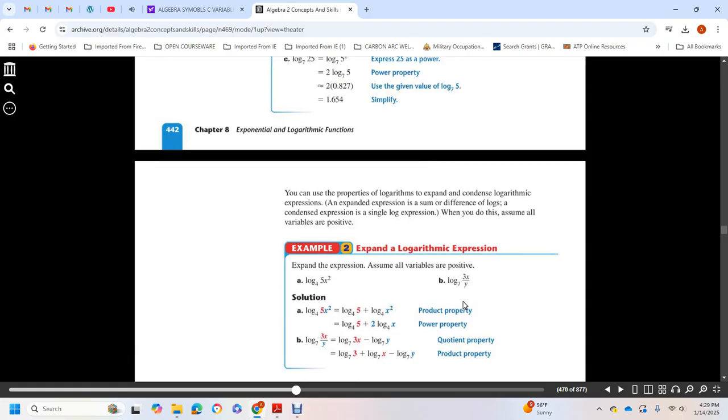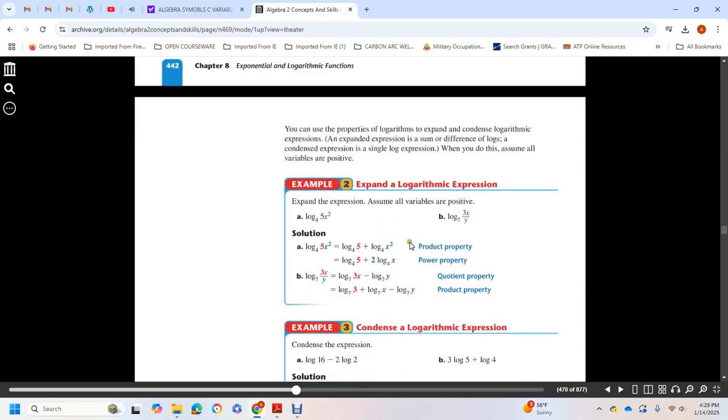You can use the properties of logarithms to expand or condense logarithmic expressions. Expand the expression into a sum or difference of logs. Condense an expression into a single log expression. When you do this, also assume all variables are positive.